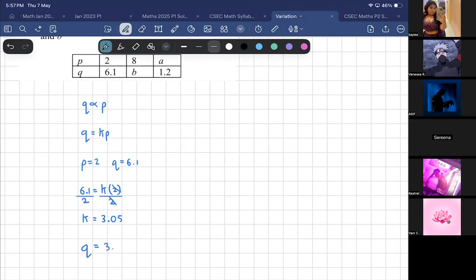3.05 times P. Right. So in other words, Alexia, Q would always be 3.05 times P. So whatever P is, you multiply by 3.05 and you get Q. That makes sense? Okay. So if I tell you P was 7, how are you going to find Q?